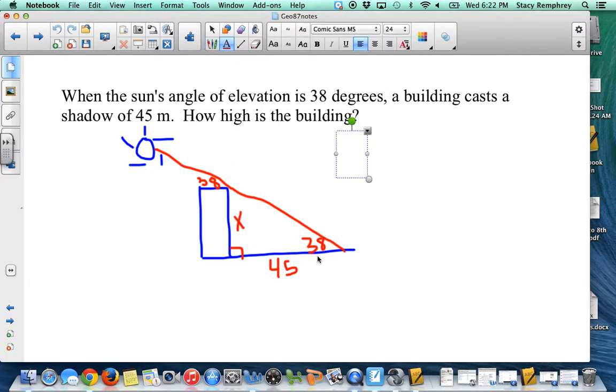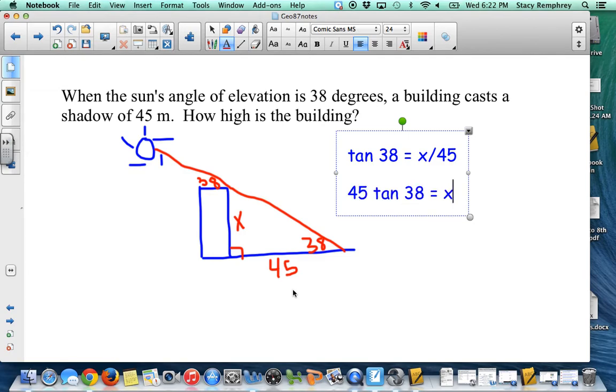Again, I was given the 38-degree angle and opposite and adjacent to that. So the tangent of 38 degrees, I chose tangent because I had opposite adjacent, and that's the opposite adjacent ratio, is tangent. Equals x over 45. Multiply both sides by 45. You should be very good at this by now. And get about 35.2 meters tall.